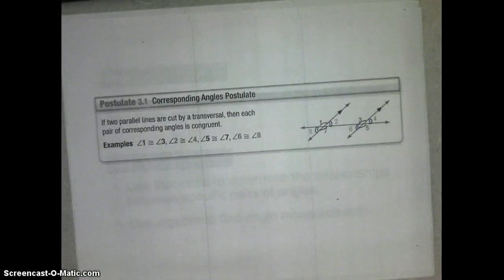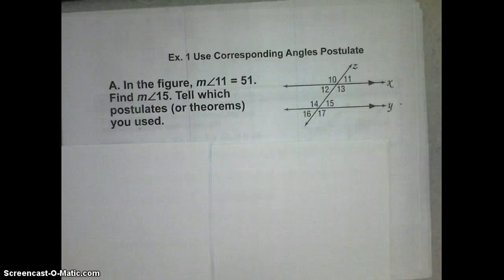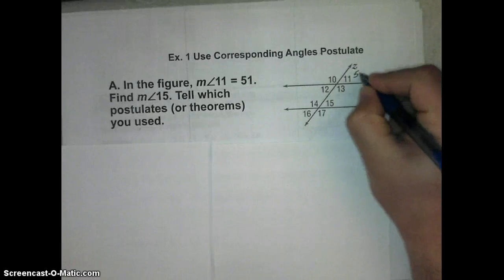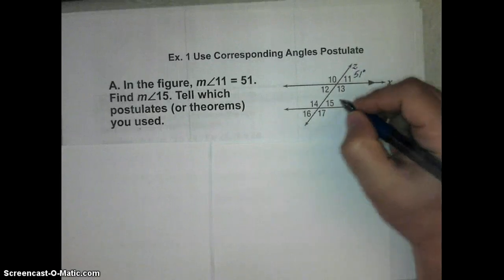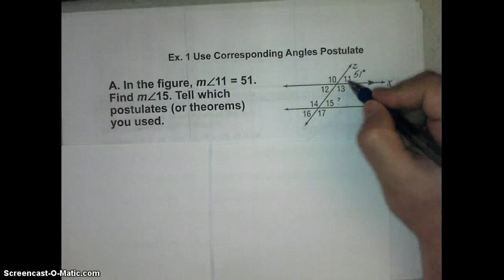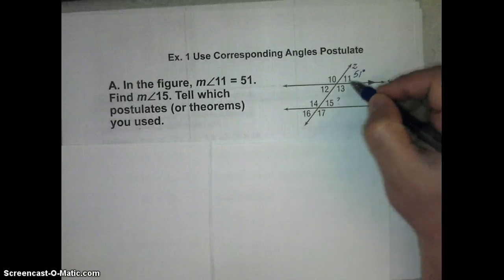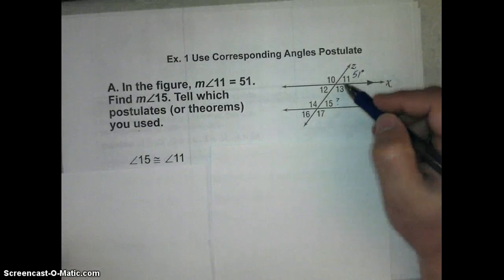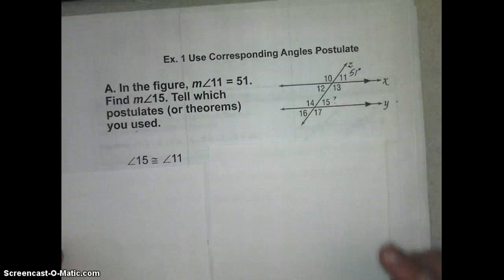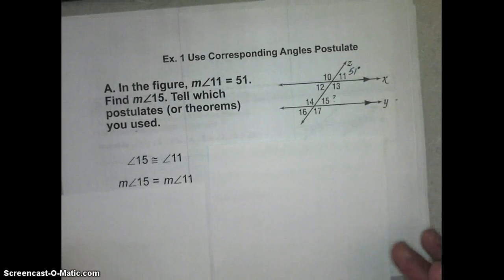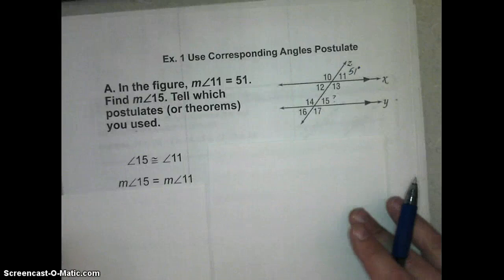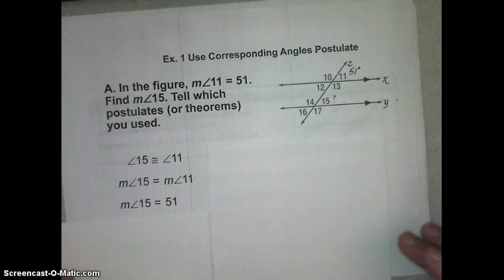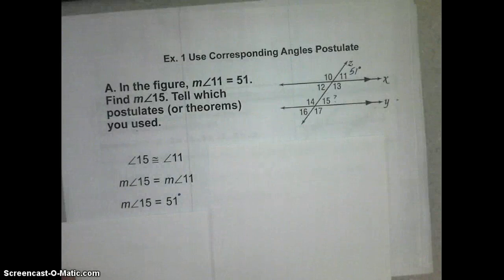So let's take a look at example 1. In this figure, the measure of angle 11 is 51 degrees, and the measure of angle 15 is what I'm supposed to find. Well, you'll notice they are corresponding angles, so they should be the same measure because they're congruent. Since they're congruent, their measures are equal. So this is what I want you to write down. We know that angle 15 is congruent to angle 11, and because they're congruent, their measures are equal. And then we can just substitute and say the measure of angle 15 then equals 51 degrees.